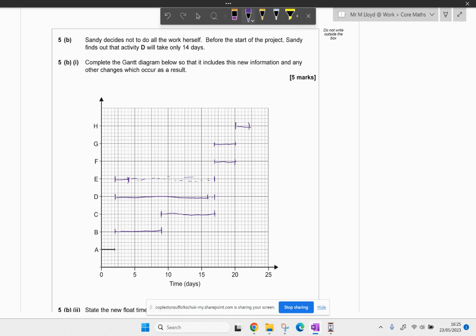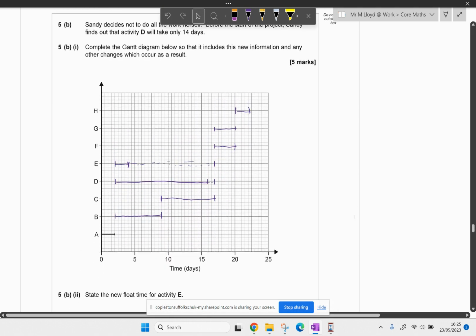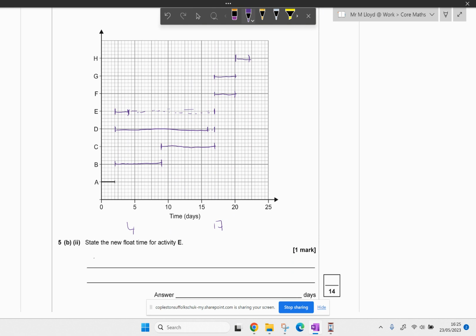Okay, that should be enough to answer this question. Right, and then state the new float time for E. Oh, that goes up to 17 from 4. So the float time is 17 take away 4, which is, I think, 13. I'm just going to check everything. Happy with my graph, 13 days. Have I done a float time for E, D, B, C? Lovely, good. So that should be all the marks. Marvellous. 14 massive marks there.